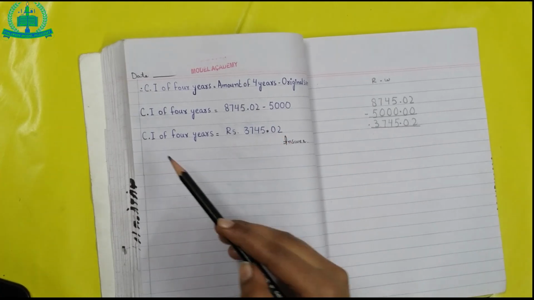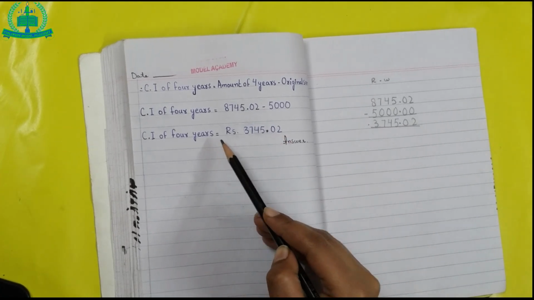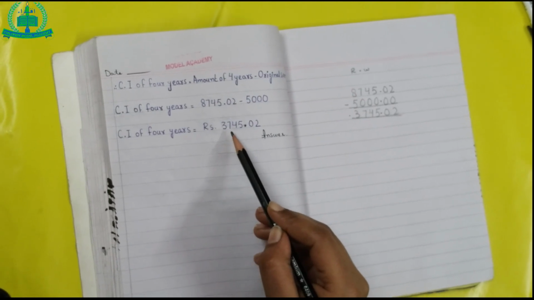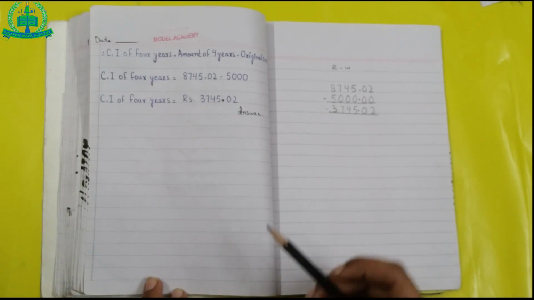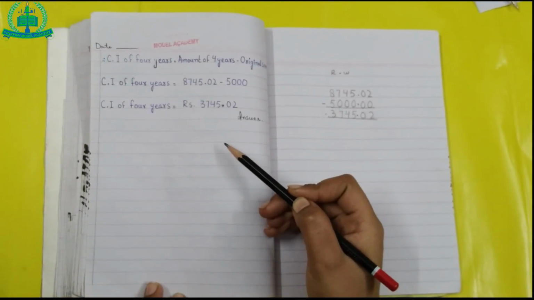3745.02. So the compound interest of 4 years is rupees 3745.02. It's the answer. Do your homework and submit it on coming Saturday.